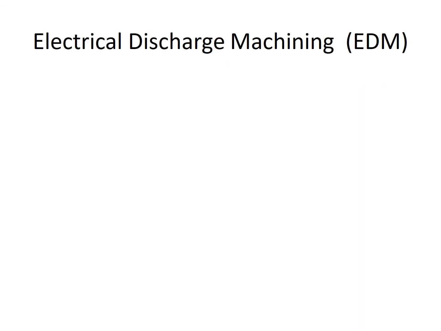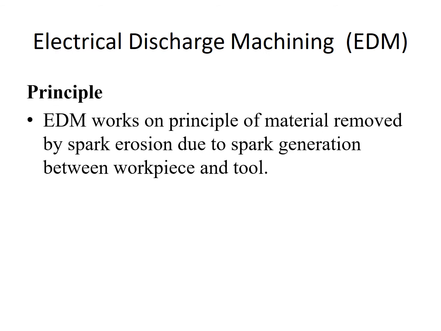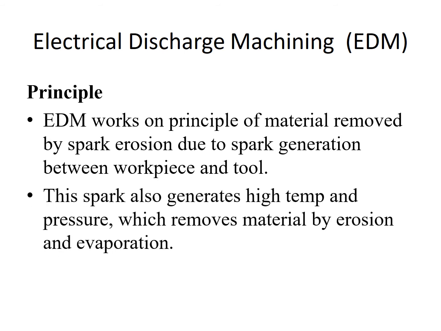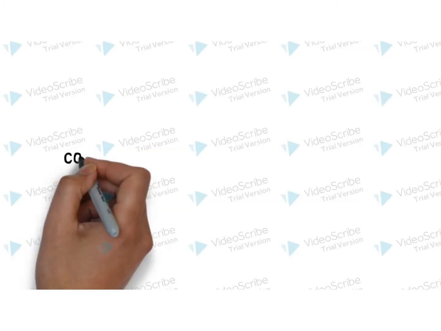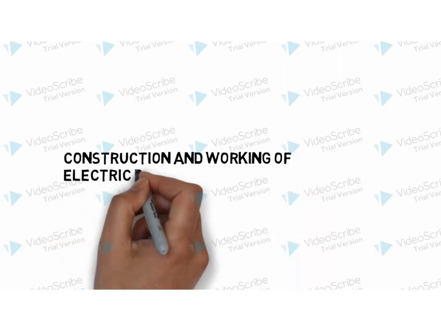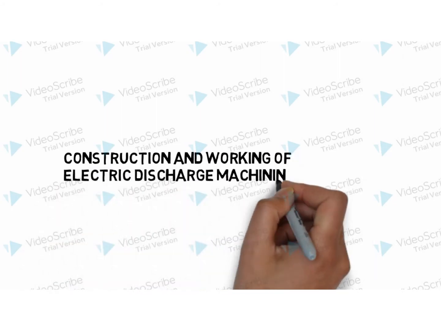Firstly, let's understand the details of electrical discharge machining. The principle used in electrical discharge machining is material removal by spark erosion, due to spark generation between workpiece and tool. This spark generates high temperature and pressure between tool and workpiece, which removes material by erosion and evaporation. Let's see the construction and working of electrical discharge machining. This process is also called the spark erosion process.